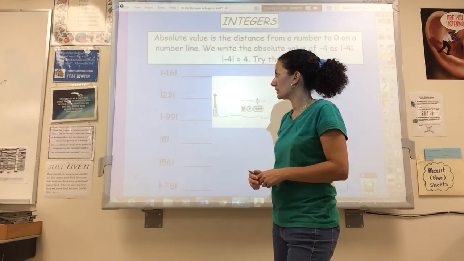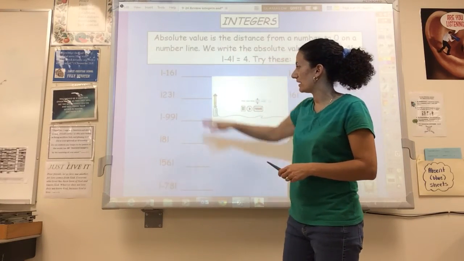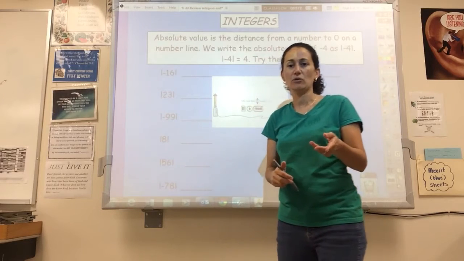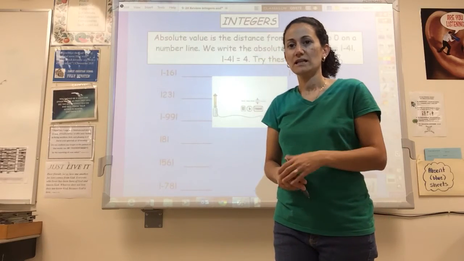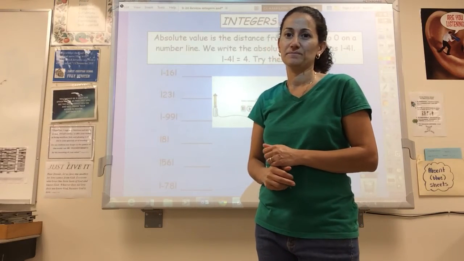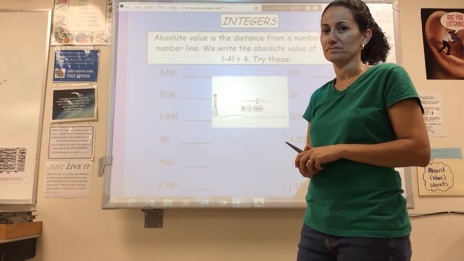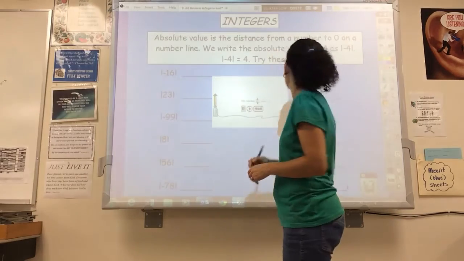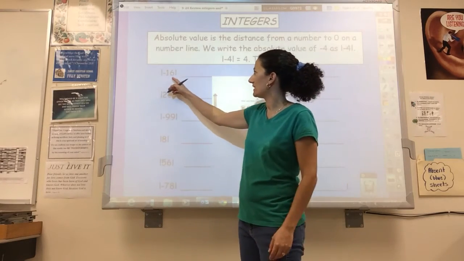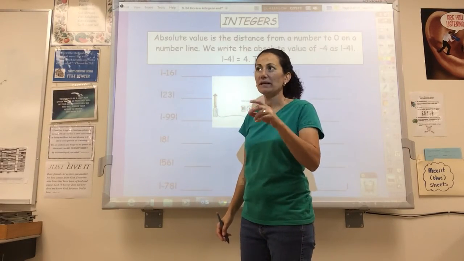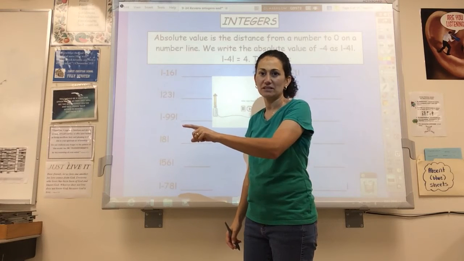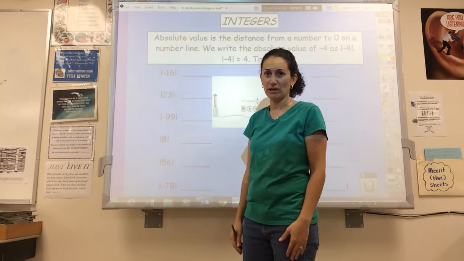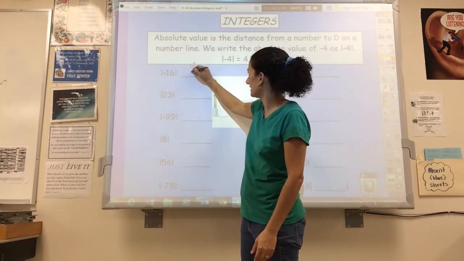Try these problems, finding the absolute value of these numbers. Pause the video, and when you finish, unpause, and we'll check your answers. Let's see how you did. The absolute value of -16 is simply, what is the distance from -16 to 0 on a number line? Well, that would just be 16.